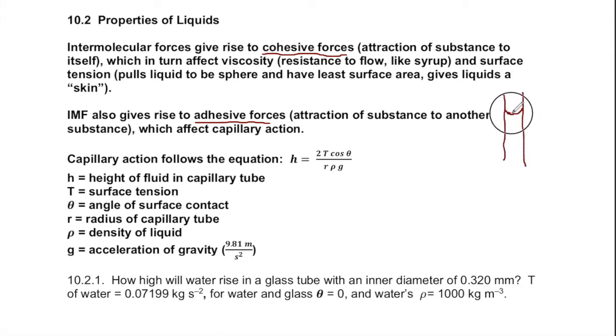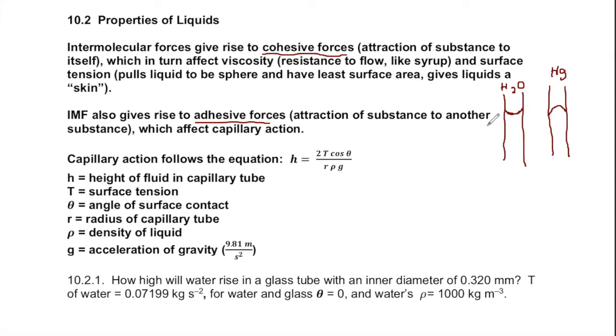You can see the meniscus like this because the water's attraction to the glass is stronger than the attraction to itself. In contrast, when you have mercury metal, the meniscus is actually inverted because the cohesive forces of mercury to itself are stronger than the adhesive forces to the glass.